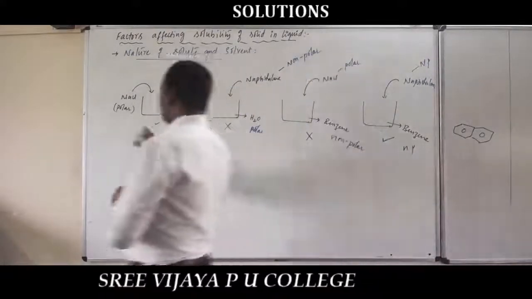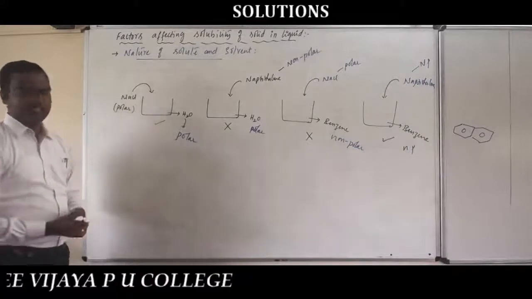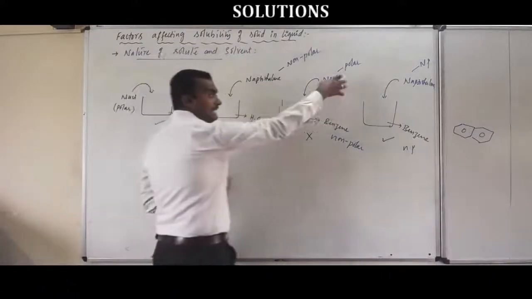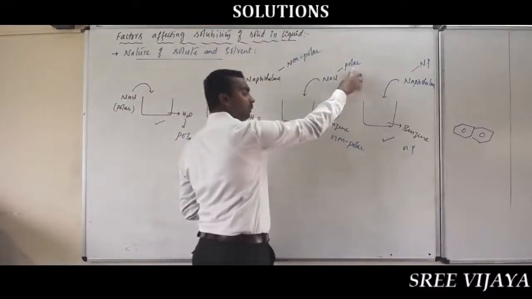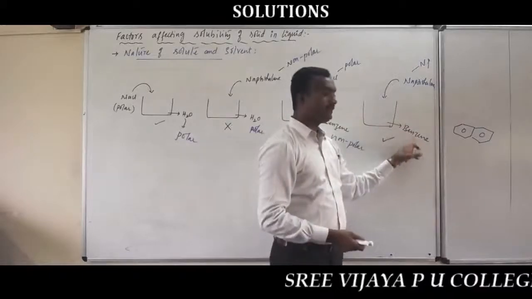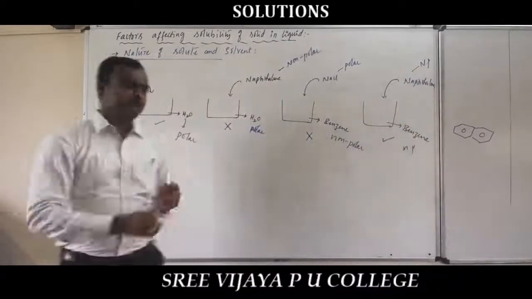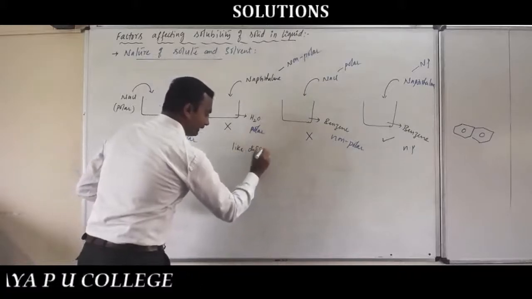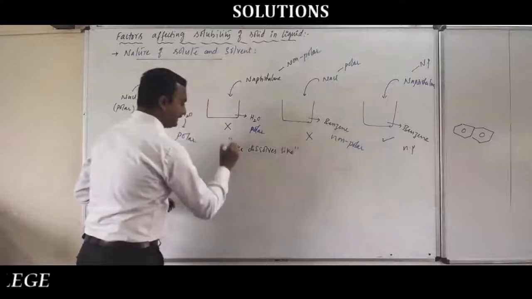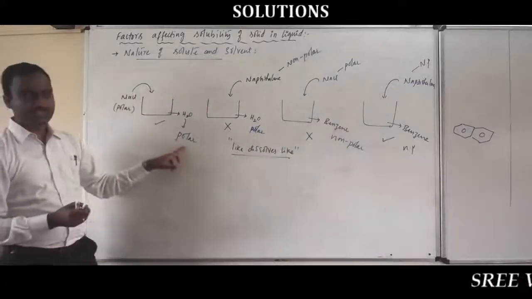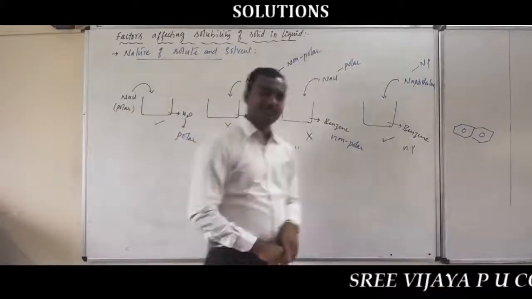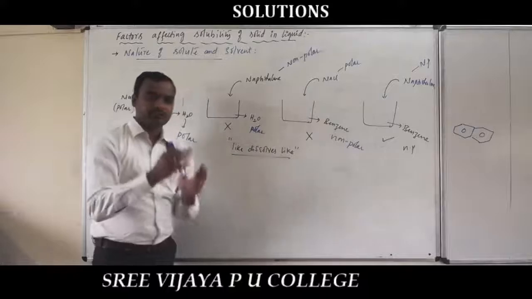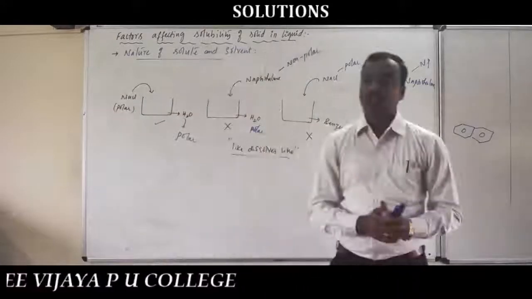Observe here: a polar solute is easily soluble in a polar solvent, but a non-polar solute does not dissolve in a polar solvent. NaCl does not dissolve in benzene, because NaCl is polar and benzene is non-polar. Naphthalene is soluble in benzene because both are non-polar in nature. From these four concepts we can conclude that generally like dissolves like. That means polar solutes dissolve in polar solvents, and non-polar solutes dissolve in non-polar solvents.